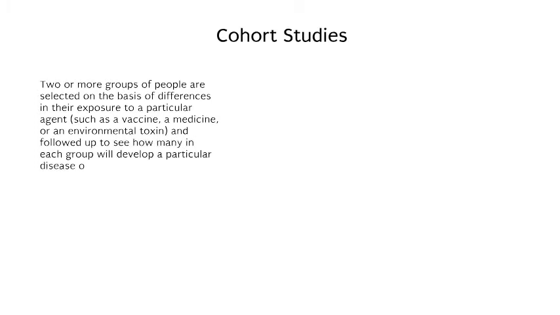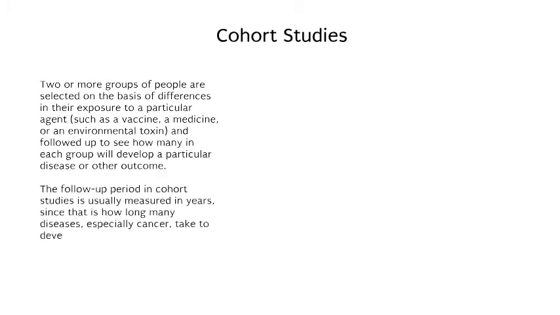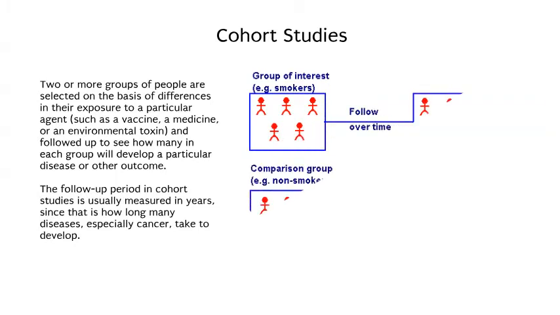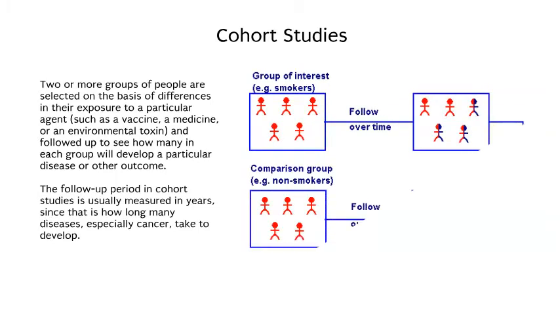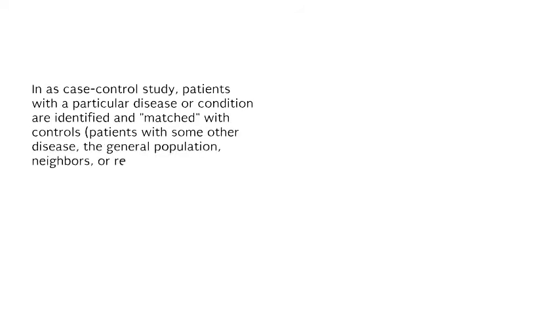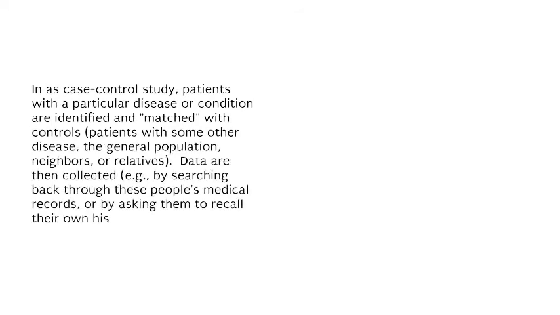Next are cohort studies. Two or more groups of people are selected on the basis of differences in their exposure to a particular agent, such as a vaccine, a medicine, or an environmental toxin, and followed up to see how many in each group will develop a particular disease or outcome. The follow up period in cohort studies is usually measured in years, since that is how long many diseases, especially cancer, takes to develop.